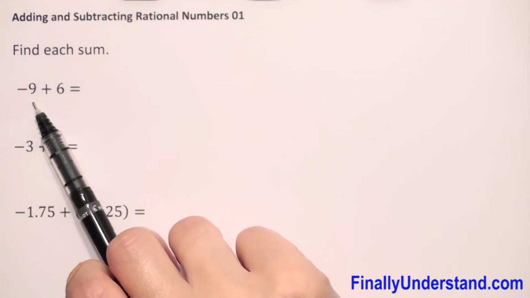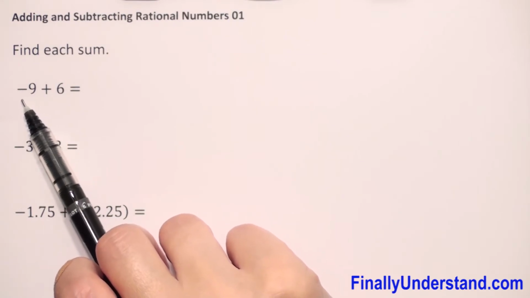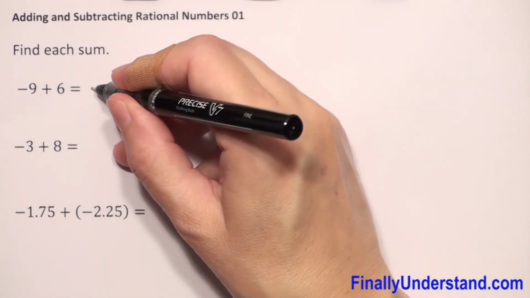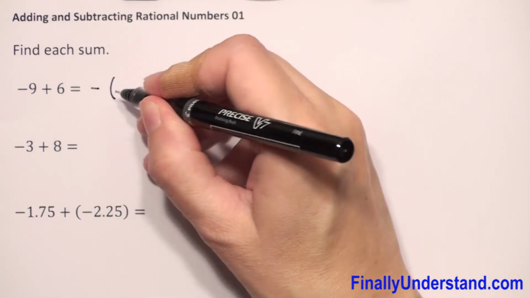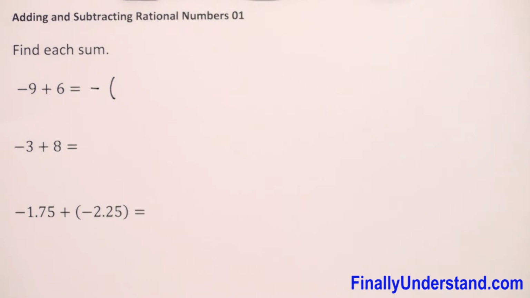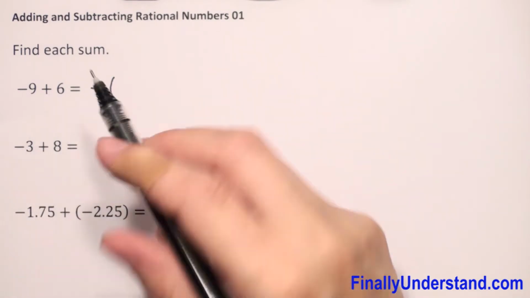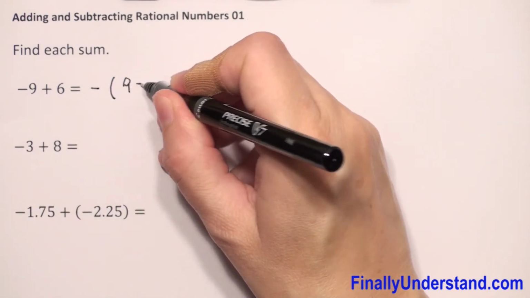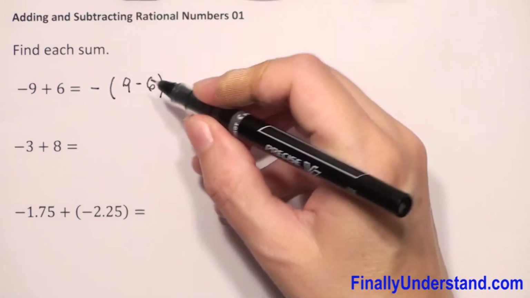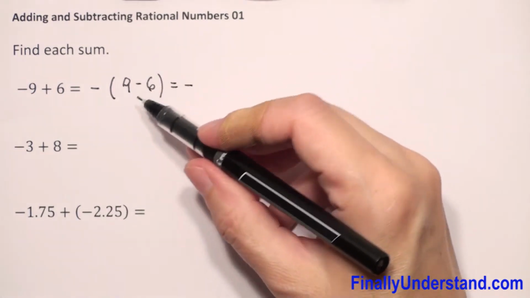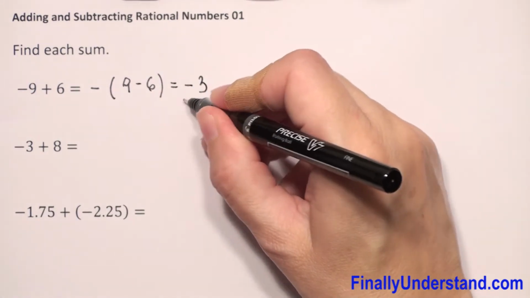9 is greater. So next we check the sign before the greater number: it is negative. So we copy the negative sign, we open parentheses, and we subtract the smaller number from the greater number. So we have 9 minus 6. We have to copy the negative sign. 9 minus 6 is 3.